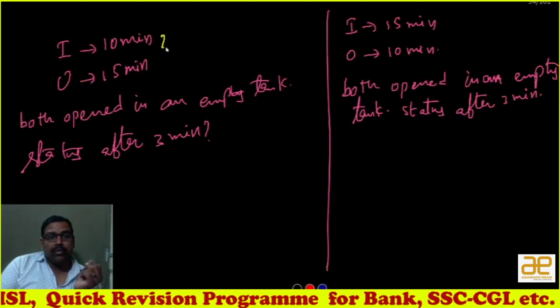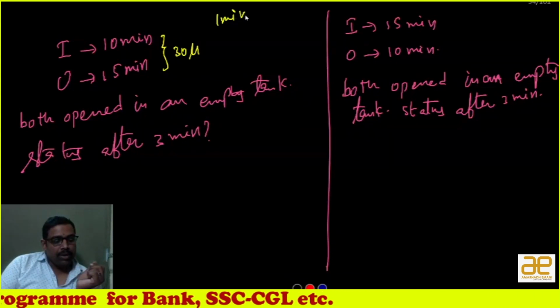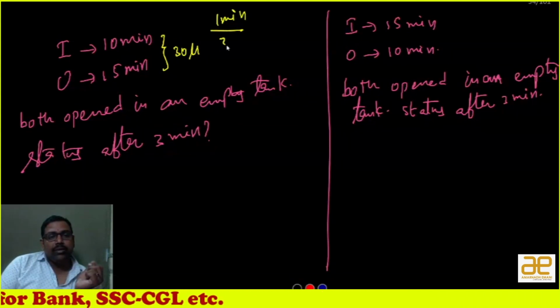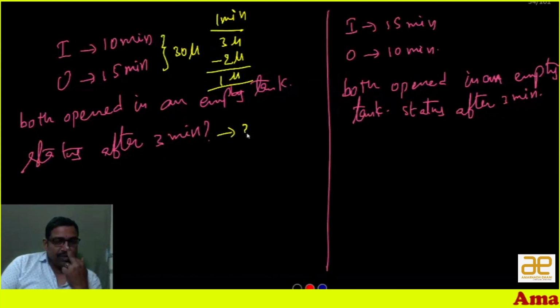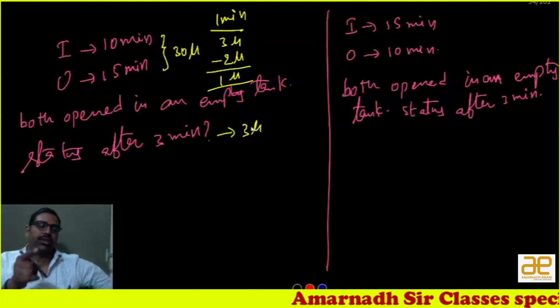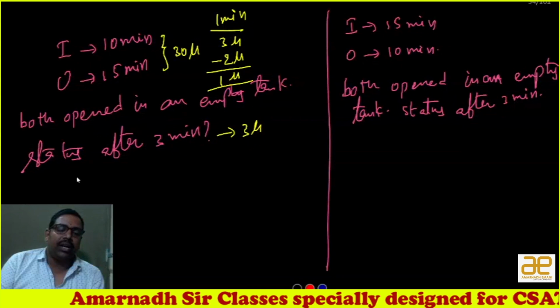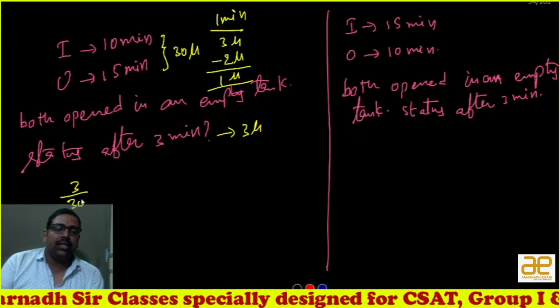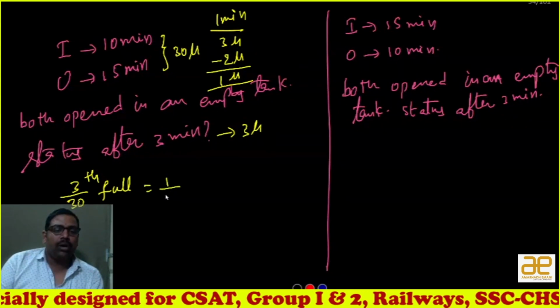I'll explain it. Listen carefully. LCM of 10 and 15 is 30 units. In 1 minute, 30 by 10, 3 units. 30 by 15, 2 units, but with negative. So overall it is filling 1 unit. 3 minutes means 3 units filled. But you should not say 3 units because that unit is your assumption. You should not give it to the examiner. You should say that out of 30, 3 units are filled, right? 3 by 30th full. That is 1 by 10th full.